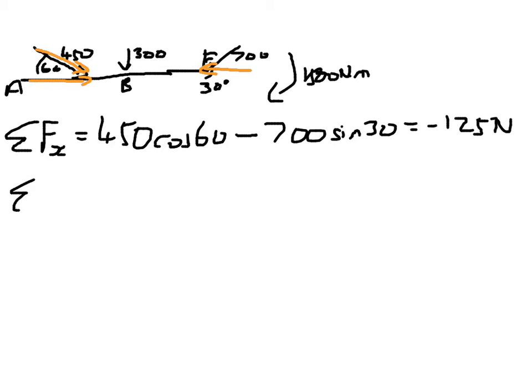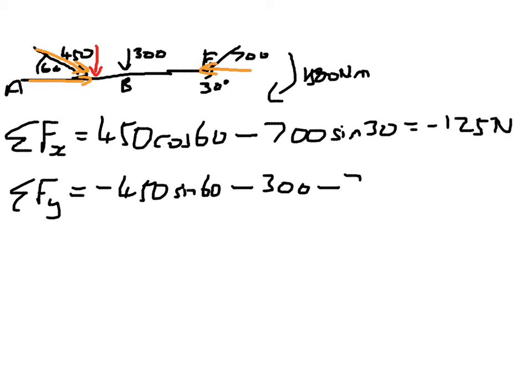In my y direction, I'm going to have minus 450 sine 60, so just here. I'm also going to have minus 300, I think you can see where that comes from, and minus 700 cosine 30.